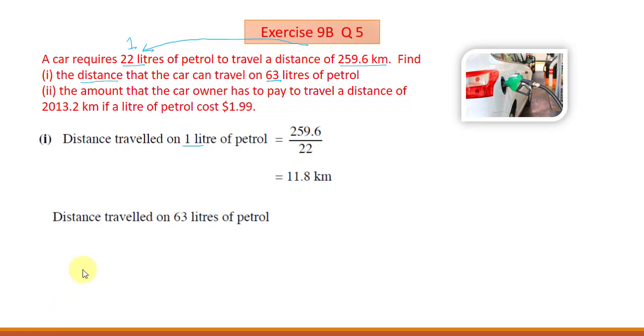Okay, the distance traveled on 63 liters of petrol. This is what we have to find. So we will simply multiply it. That is, we will multiply this distance by 63 liters of petrol. You will multiply, and the answer is 743.4 kilometers.